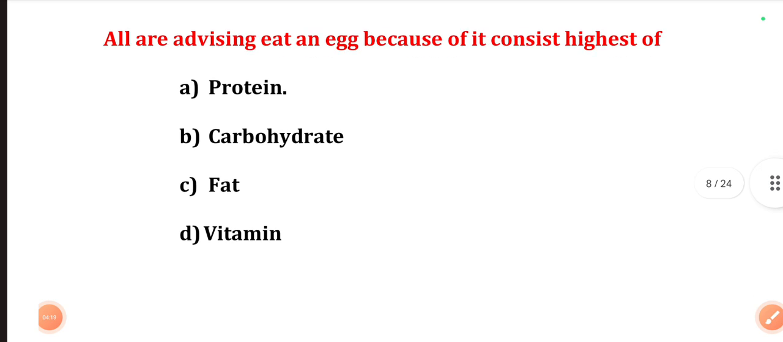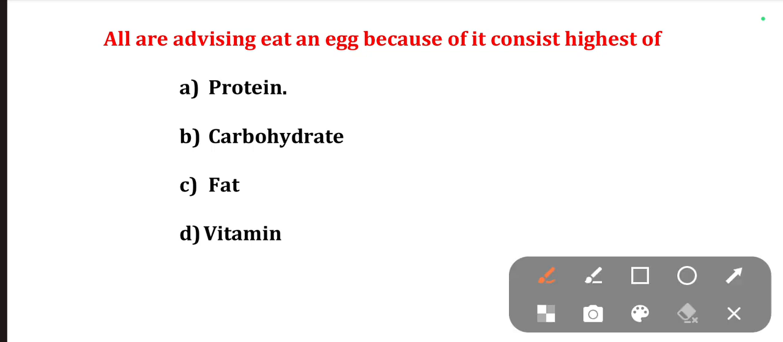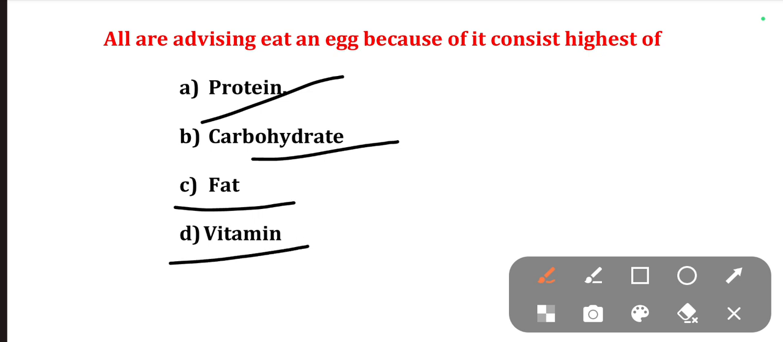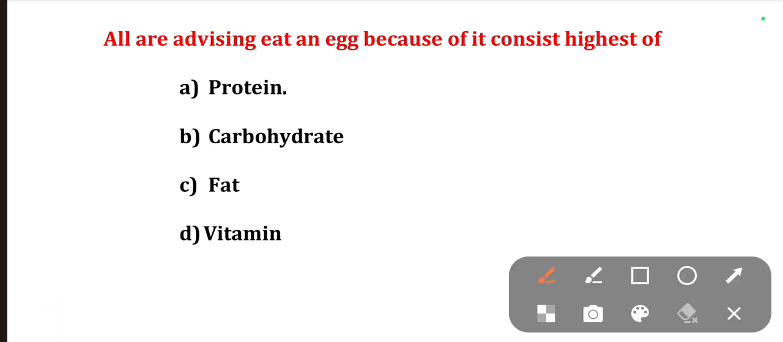The next one is all are advising to eat an egg because it consists of the highest. Options: proteins, carbohydrates, fat, and vitamins. Because the egg is rich in proteins, all are advising to eat an egg every day.